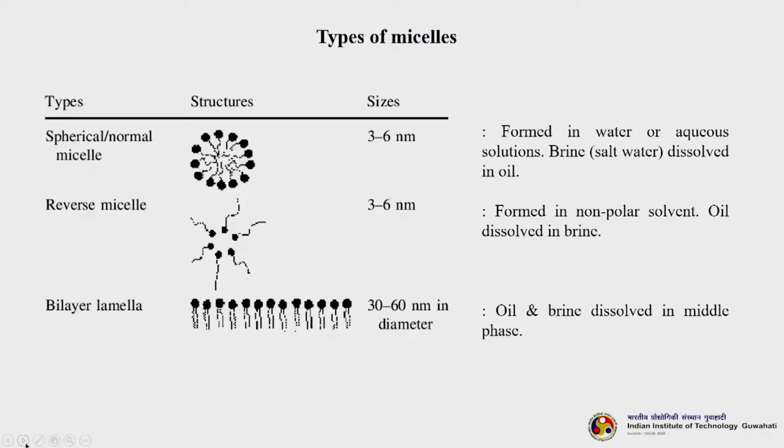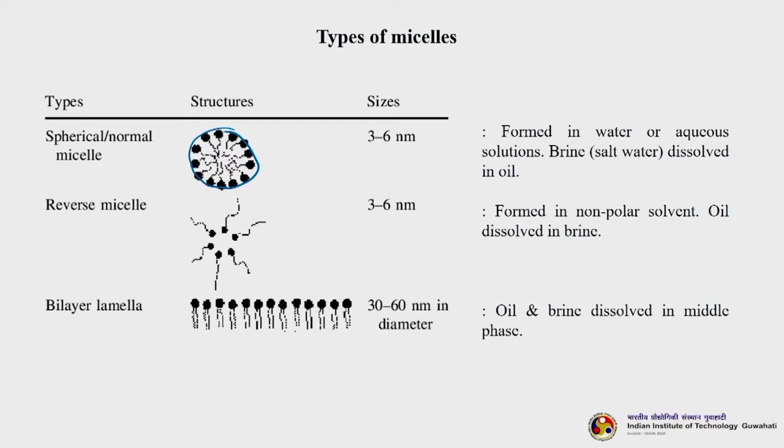There are three different types of micelles. One is the spherical or normal micelle, usually 3 to 6 nanometer. They are formed in water or aqueous solutions; brine or salt water dissolved in oil is one typical example. Then there are reverse micelles. You have seen that in the normal micelles the tails are joining together and the head is exposed outside. But here in reverse micelles, the head is inside and the tails are outside. They are usually 3 to 6 nanometer, formed in non-polar solvent; oil dissolved in brine is an example.